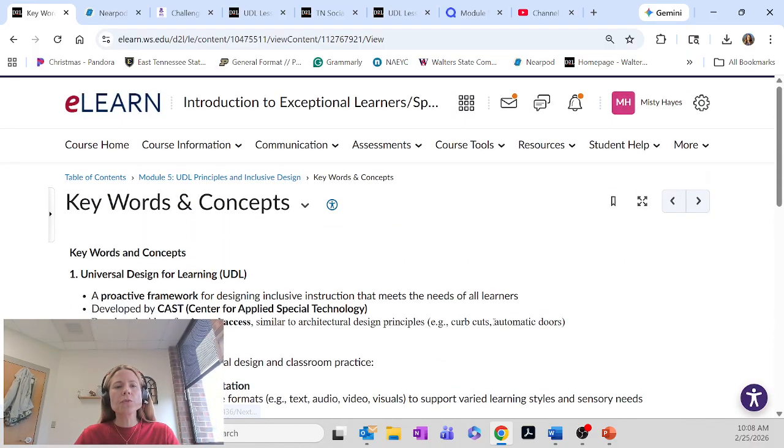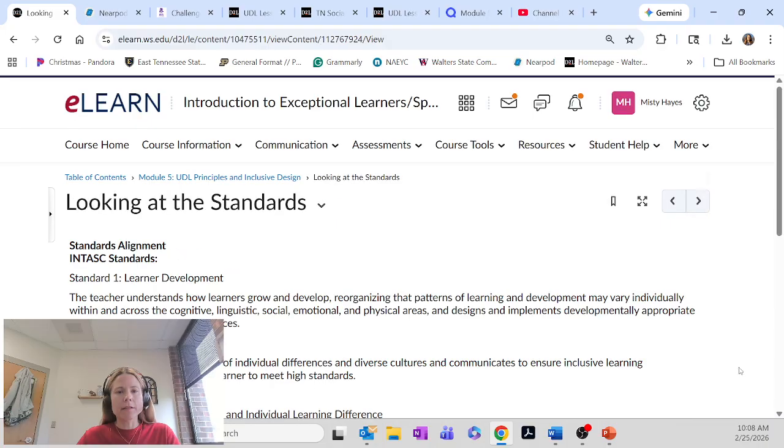So make sure you look at these keywords and concepts. A lot of this is going to be coming from your textbook chapter. So just keep that in mind.